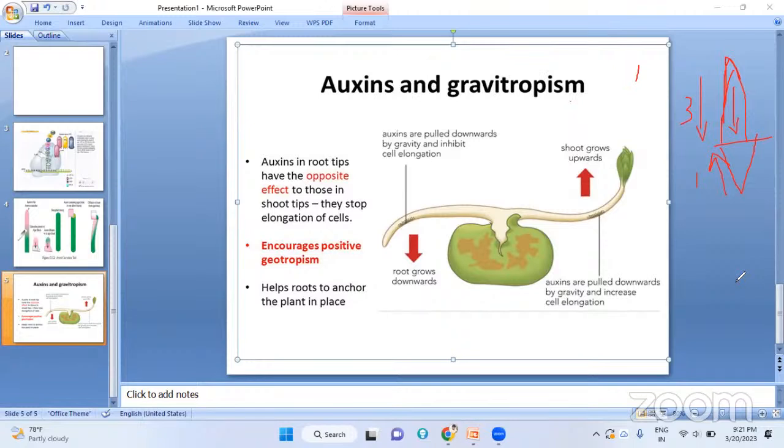Yes, sir. Right. Now let's see the physiological functions. First one, phototropism. Second, gravitropism. These are the most important. First, let's see phototropism. What is photo? Light. Tropism means movement. Movement toward the light. Simple.